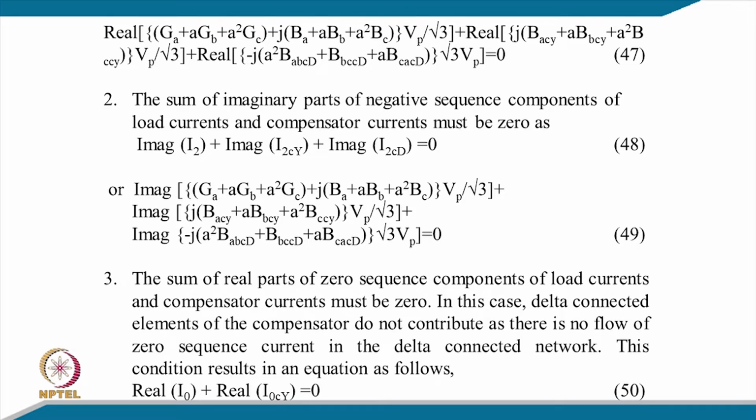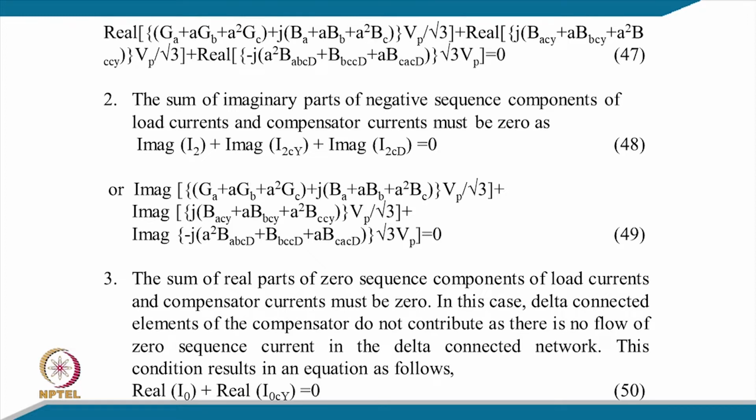So, that is another condition we get, and another condition is that the sum of the real parts of the 0 sequence components of load current and compensator current must be 0. In this case, the delta connected elements of the compensator do not contribute, as there is no flow of the 0 sequence current in the delta connected network. So, this condition results in an equation as follows.